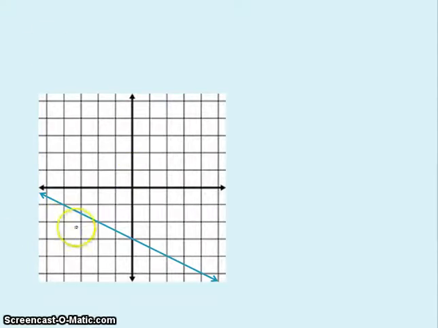Here's another one. Something we should point out right away is this one should have a negative slope because it's going down as we go to the right. So there's our y-intercept, 1, 2, 3, 0, negative 3. So our y-intercept is equal to negative 3. Now we have to find our slope. So another point in the line here is at 4, -1.